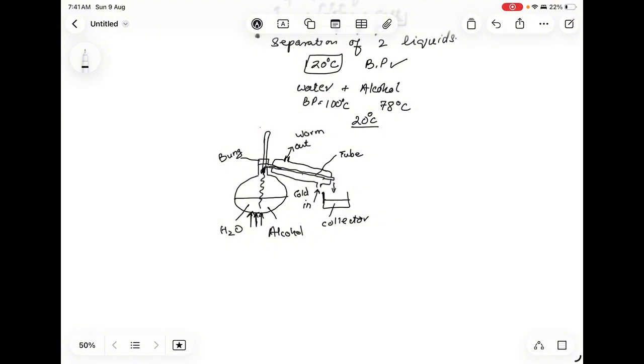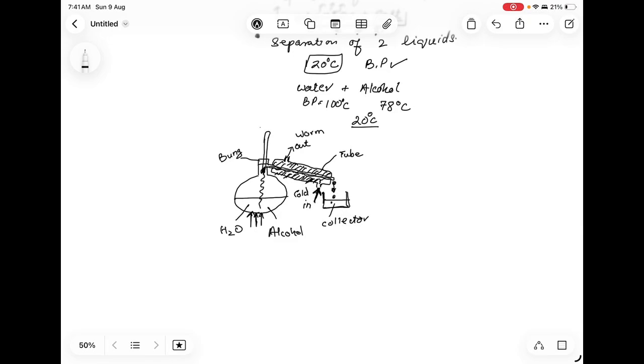Now how does it turn from a gas into a liquid as it moves through this place? It's all because of this cold water that is going in. This cold water basically surrounds this whole tube, providing it a cold environment and cooling it down in the process, so that it can become a liquid and be collected here.